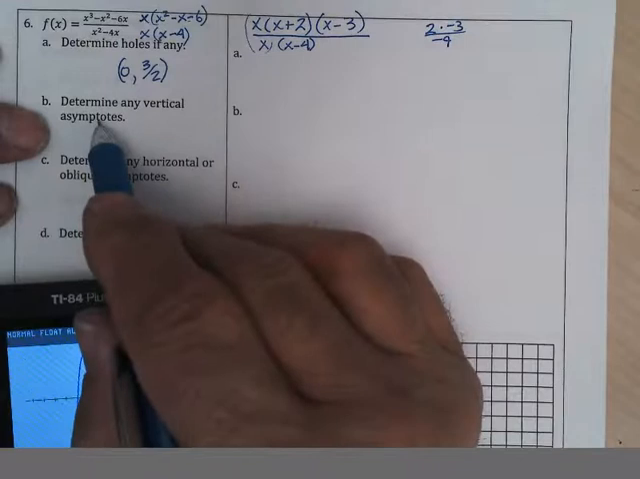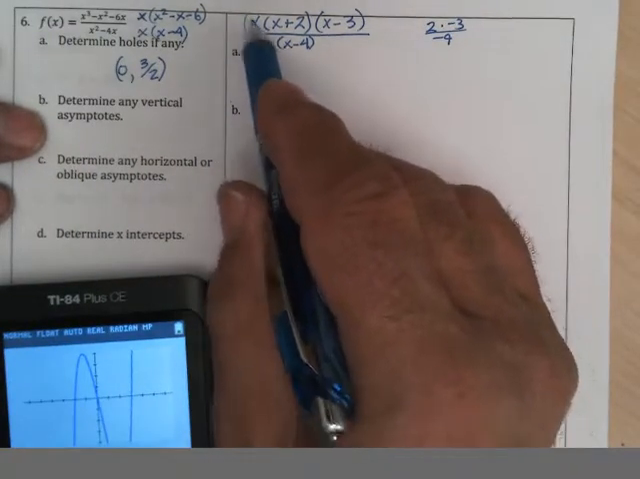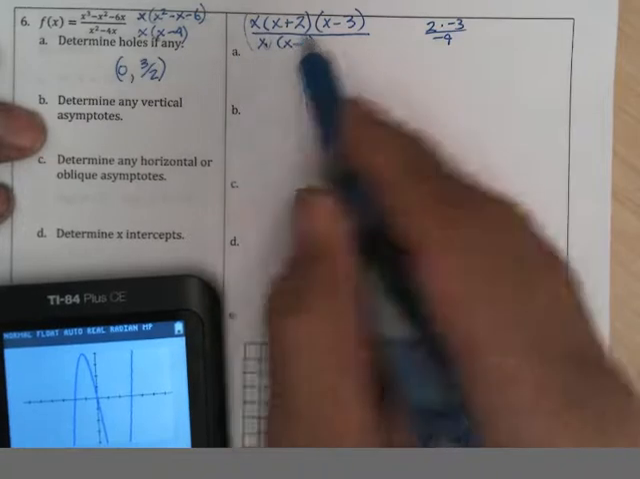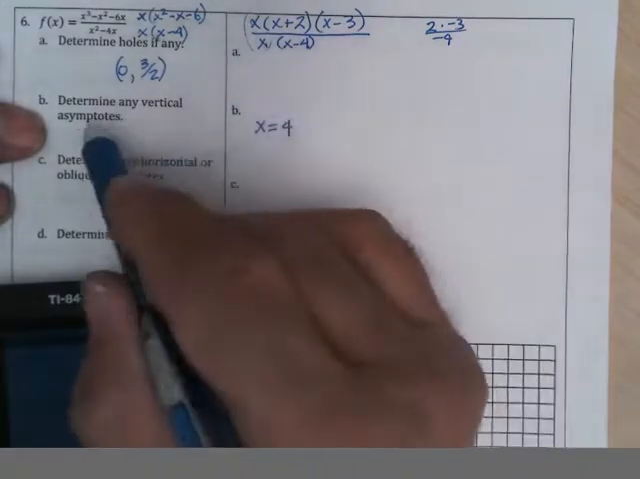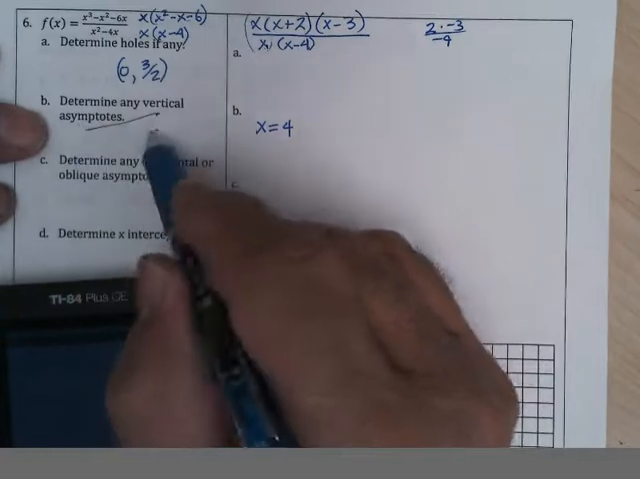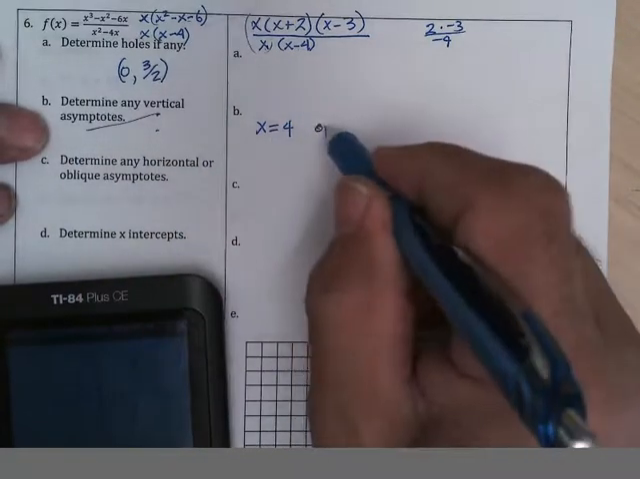Determine any vertical asymptotes. Well, there's not going to be one at 0 because that's the hole, and there's equal numbers. So there's one at x equals 4, and I didn't ask for the behavior, but I'm going to note that this happens only once, so they go in opposite directions there.